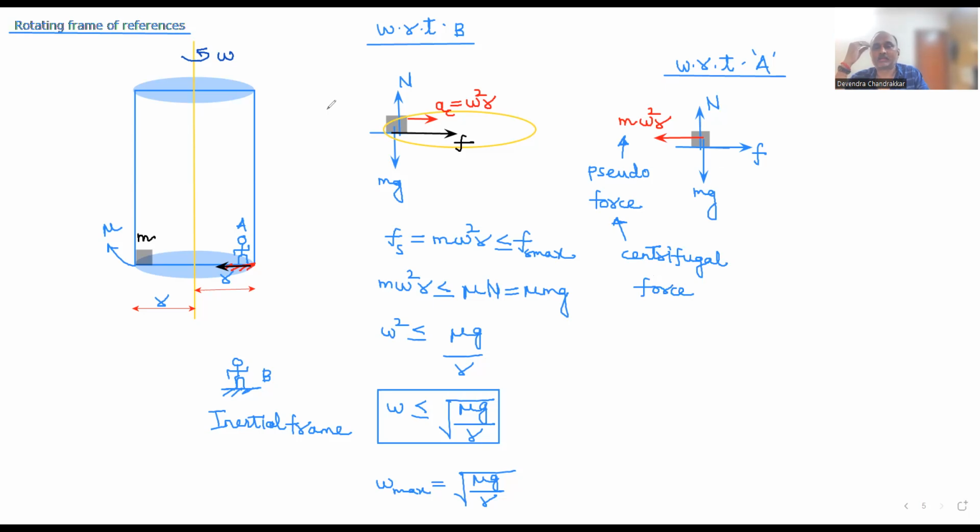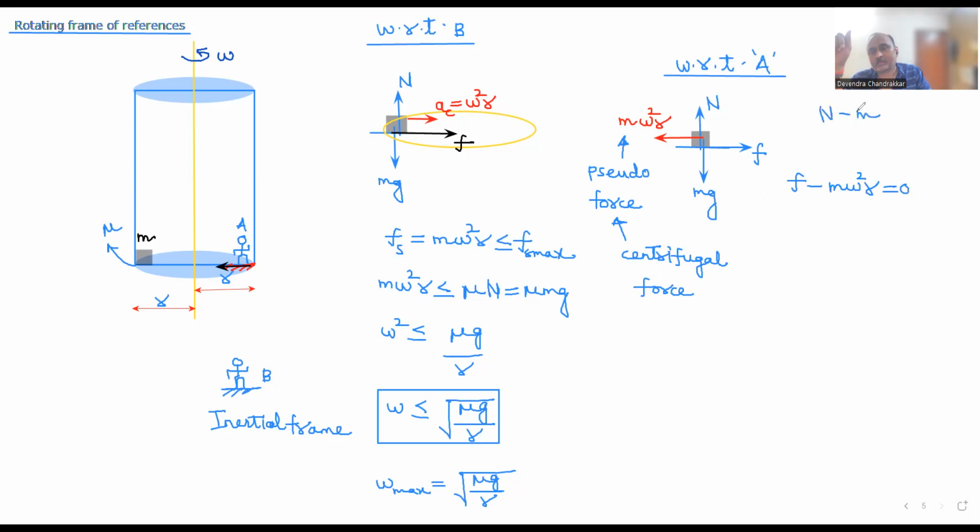This force is called centrifugal force. Clear? Now, write the force equations. This object is at rest, right? So F minus m omega square r is equal to 0.